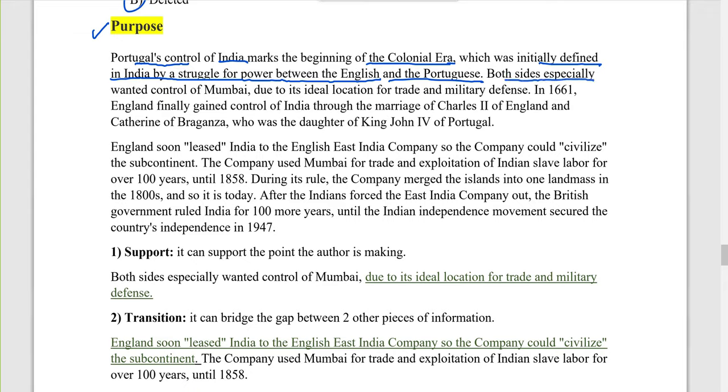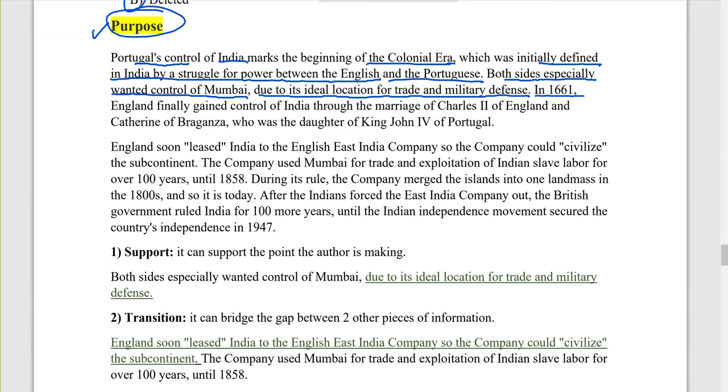Both sides especially wanted control of Mumbai. Why? What is the purpose? Here, I'm going to use kind of support, Shabab: due to its ideal location for trade and military defense. That's why both of them were fighting over it.